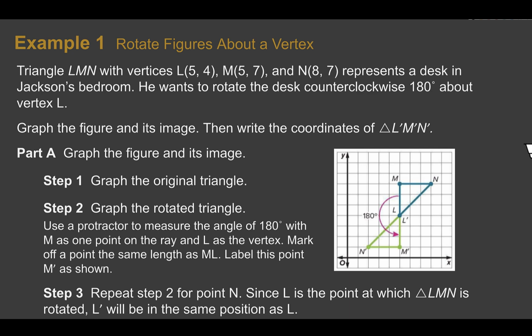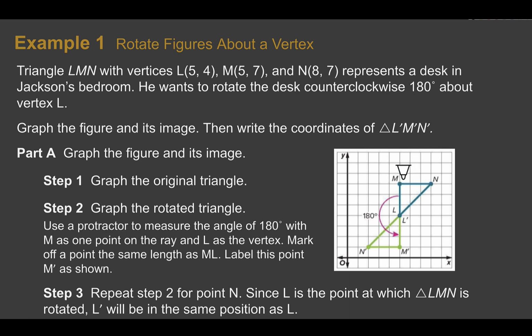Example 1, rotate figures about a vertex. Triangle LMN with vertices L of 5,4, M 5,7, and N 8,7 represents a desk in Jackson's bedroom. He wants to rotate the desk counterclockwise 180 degrees about vertex L. Graph the figure and its image, then write the coordinates of triangle L prime, M prime, N prime. So first, part A, graph the figure and its image.